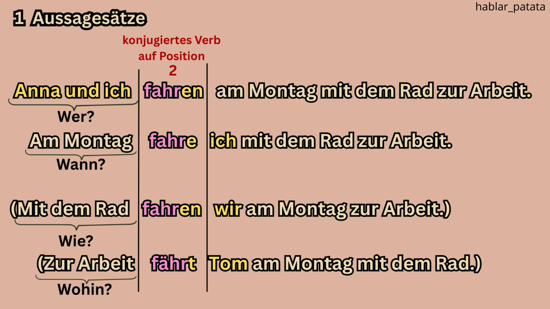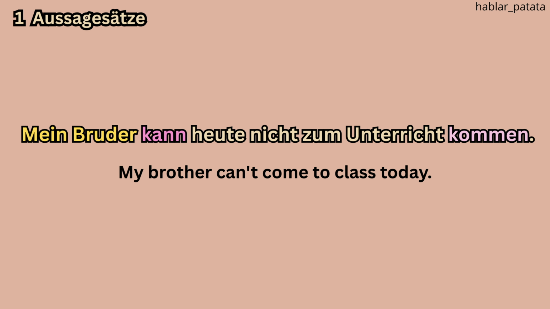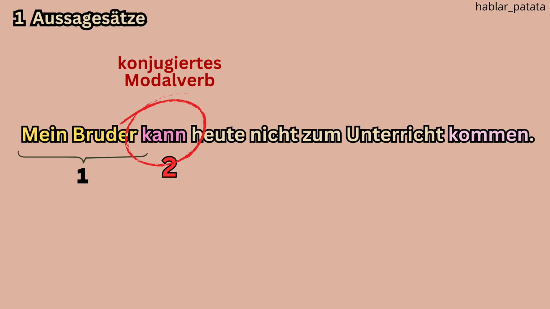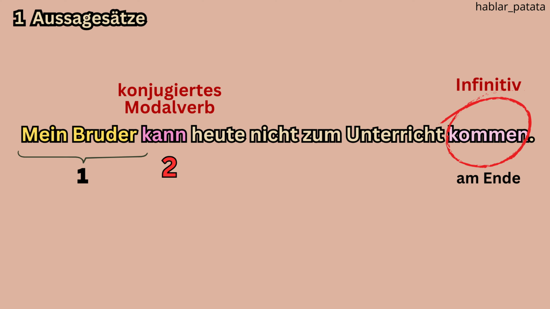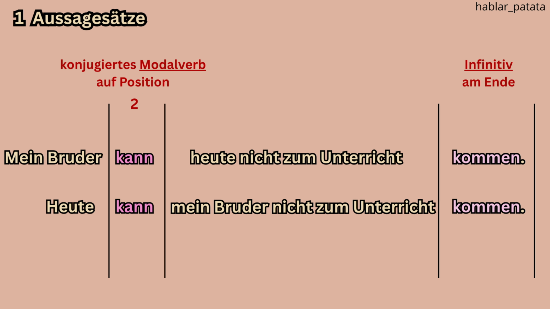When we have sentences with Modalverben, we have two parts that belong to the verb, the modal verb and the main verb. In this case, the conjugated modal verb comes in position 2, and the main verb, which we do not conjugate, comes at the end. A verb that is not conjugated is called infinitive. Of course, in this case as well, other information can occupy position 1. In that case, the subject follows the verb directly.